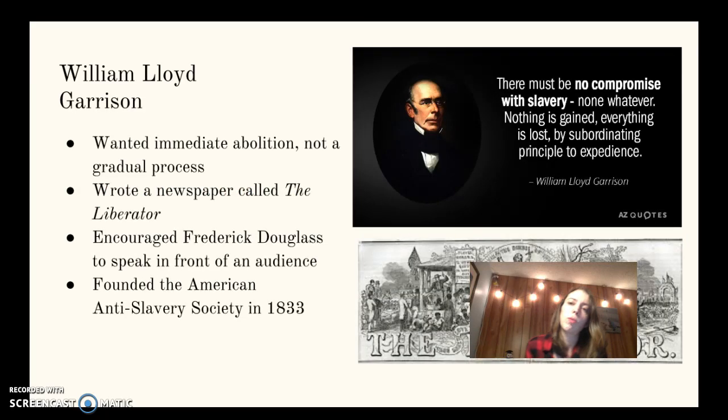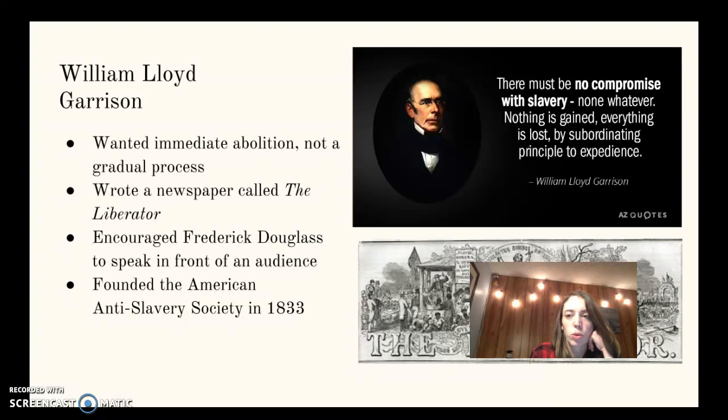So the first one that I want you to be aware of is William Lloyd Garrison. He was friends with Frederick Douglass. He's actually the one who encouraged Frederick Douglass to get up on stage and speak in front of an audience for the first time. William Lloyd Garrison wanted abolition to happen right away. He didn't want to wait. He didn't want a gradual process. He wanted it to happen now. He wrote a newspaper called The Liberator, which circulated pretty widely. And then he also founded the American Anti-Slavery Society in 1833.